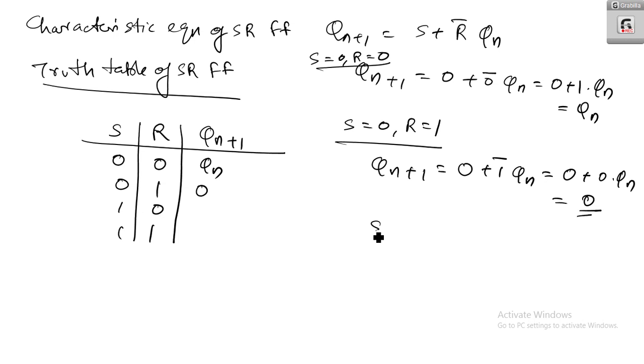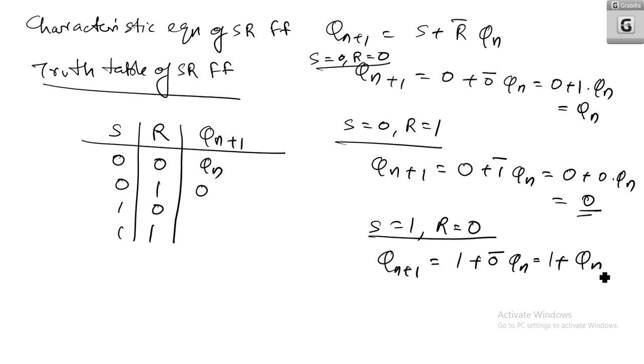Next case, S is equal to 1 and R is equal to 0. So what is Qn plus 1? Qn plus 1 will be 1 or 0 bar Qn. That is 1 or Qn, which is always 1. So it is 1, and you can term it as set. So the first case is no change, the previous state itself. This one is reset. This one is set.